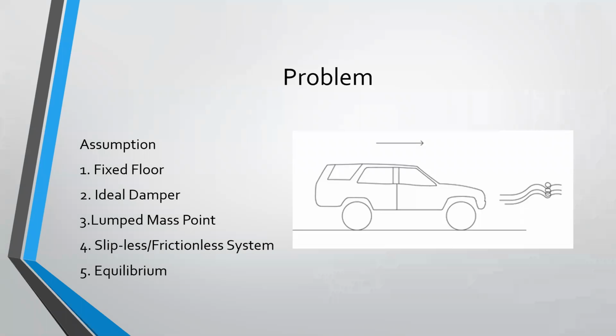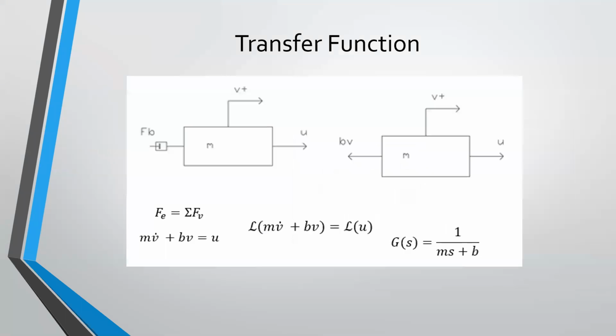The cruise control system that we designed is designed to accommodate an old Toyota experiencing some strong headwind. From this problem, our base assumptions are a fixed floor, an ideal damper, a lumped mass point, slipless and frictionless system, and it is initially at equilibrium. Now that we know our assumptions, we can set up the system.